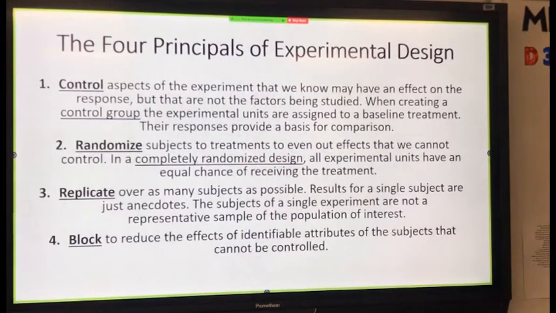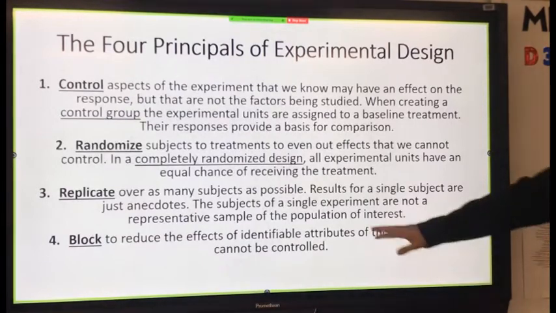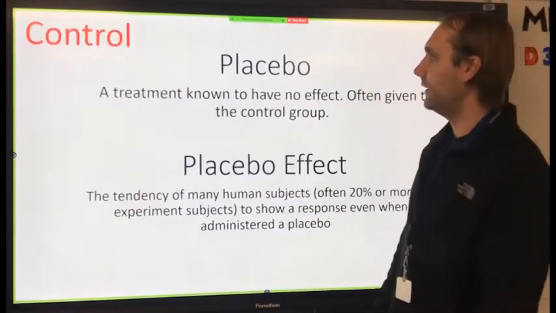Block. To reduce the effects of identifiable attributes of the subjects that cannot be controlled. And I'll explain block here in a minute.